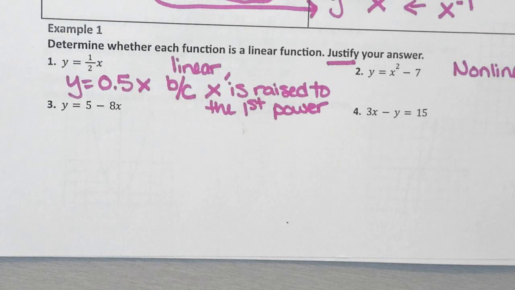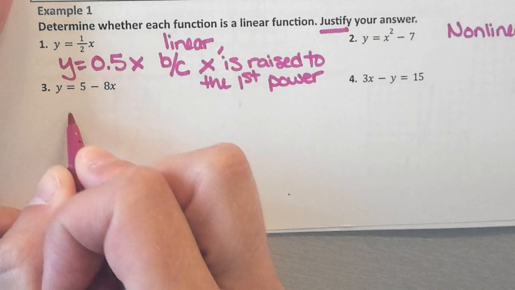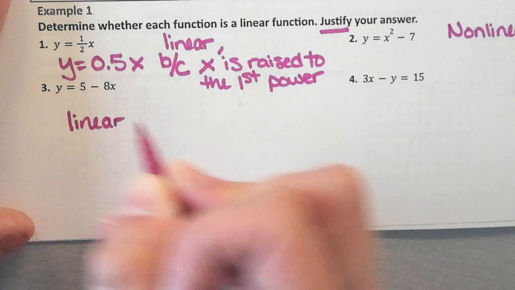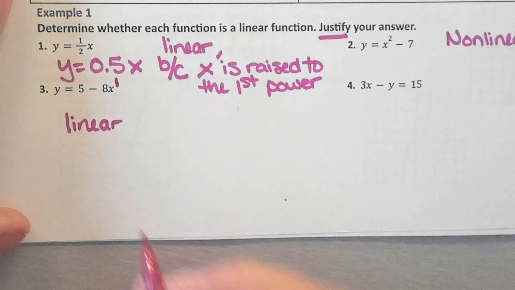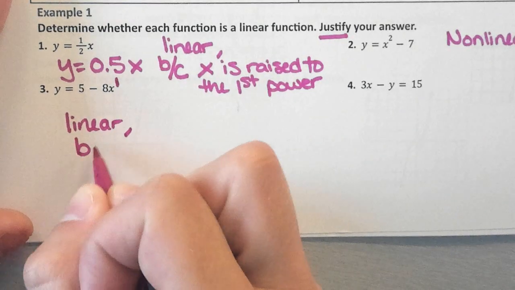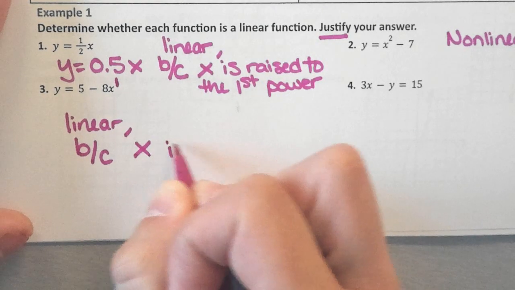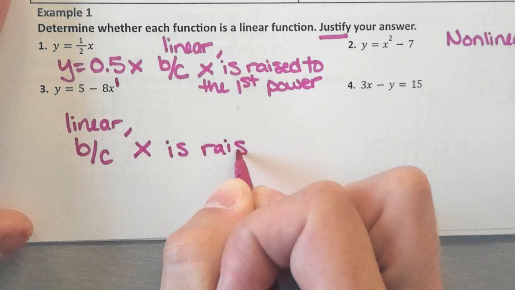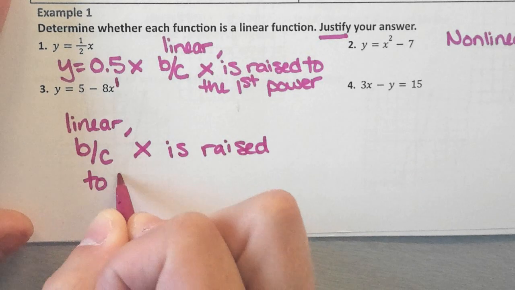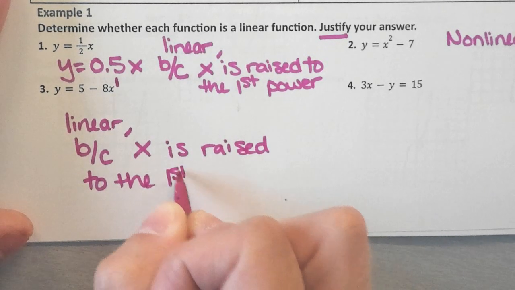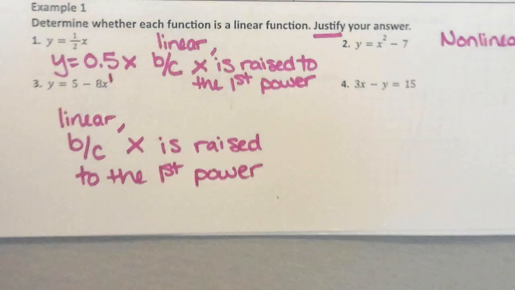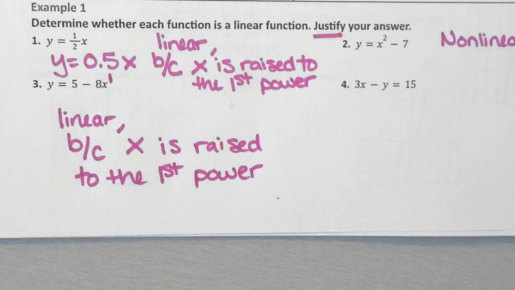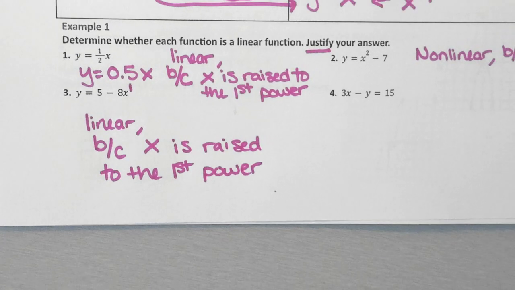Let's look at this one. Number 3, linear or non? Linear. Again, when there's no exponent there, there's a little baby 1 hiding. So we can say linear because x is raised to the first power. And again, if you have a different way of writing that, in your own words, I'm fine with that. It doesn't have to be identical to what I said.